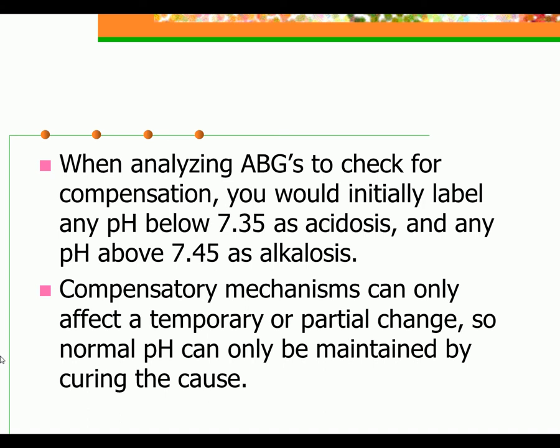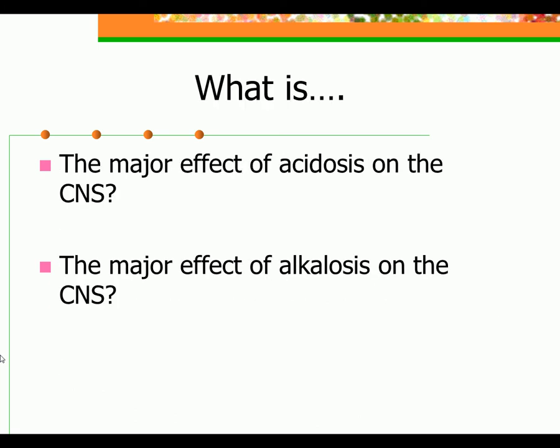When analyzing ABGs to check for compensation, you would initially label any pH below 7.35 as acidosis and any pH above 7.45 as alkalosis. Compensatory mechanisms can only affect a temporary or partial change, so normal pH can only be maintained by curing the cause. So step 1 is always label the pH. Look at your pH, you know the norms. If it's below 7.35, it's acidosis. If it's above 7.45, it's alkalosis. Compensatory mechanisms will only affect it temporarily and with a partial change. So the only way to make that normal pH stay that way is to treat the cause.